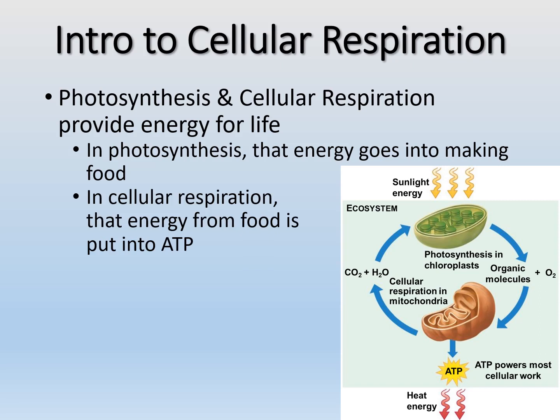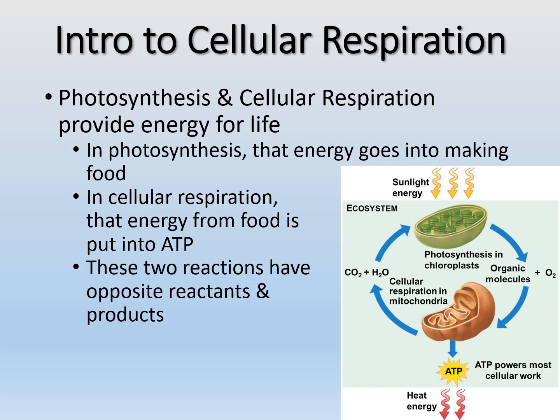Okay. So in cellular respiration, that energy that we're actually getting from our food, we turn into ATP. So ATP is our energy that we get from the food, and we can then utilize it in other chemical pathways in our body. So these two reactions have opposite reactants and products. So they're almost like equal and opposite reactions. So let's take a look at that in our picture.